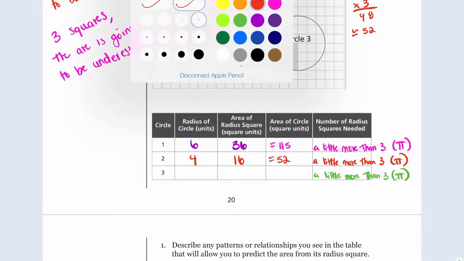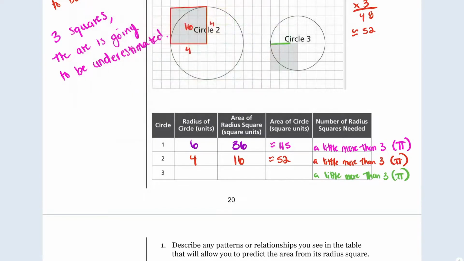Let's go ahead and do circle 3. Circle 3 has a radius of, whoops, let me do that again, a radius of 3. Just like that. And then that makes the area of my radius square 9. 9 square units. So I'm going to multiply 9 by 3, so I get 27. But I know it's a little bit more than 3, so I'm going to say like 30, 31, maybe 30, approximately 30 square units for the area. Okay.